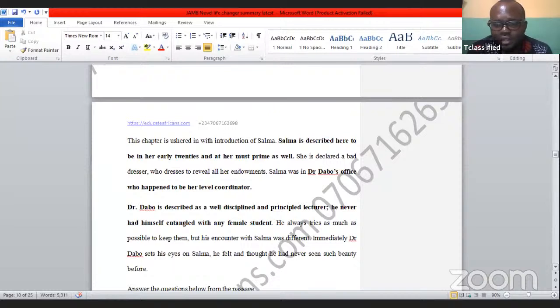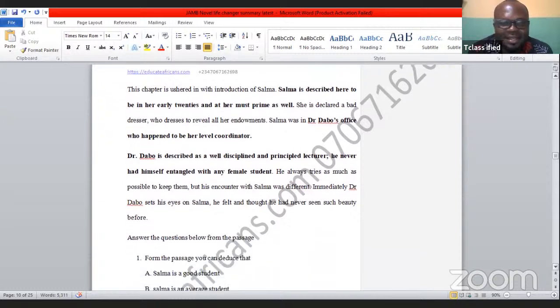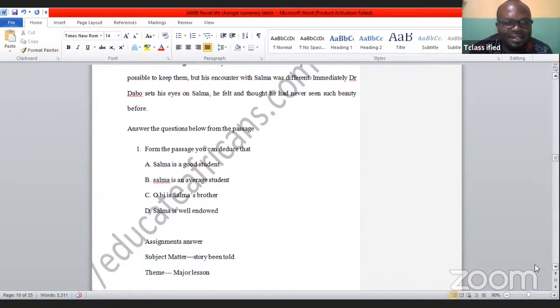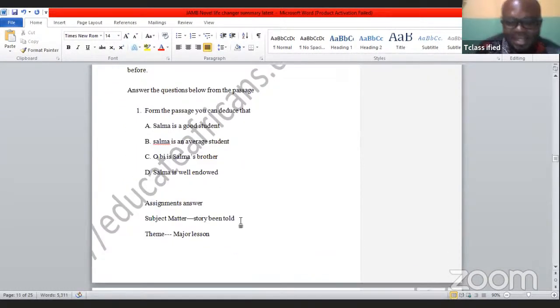Can anybody help us? What's the storyline? So we can say that this is Summer's encounter with Mr. Dabo. So that's the storyline. That's what this first page is telling us about.